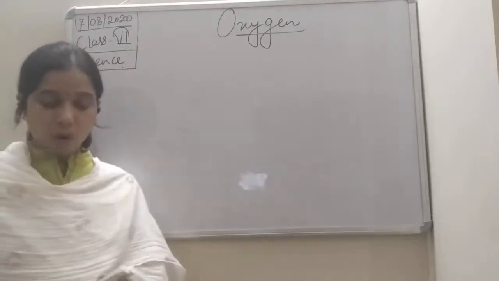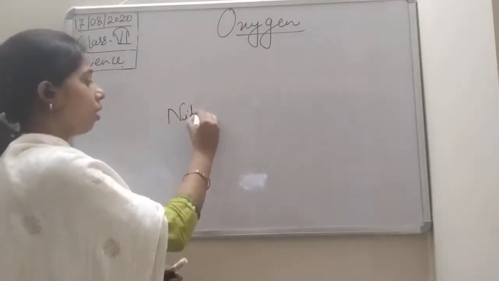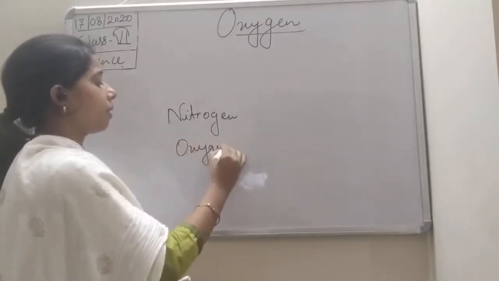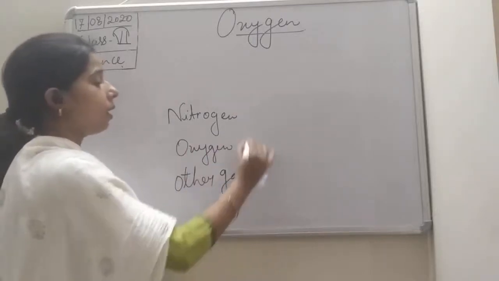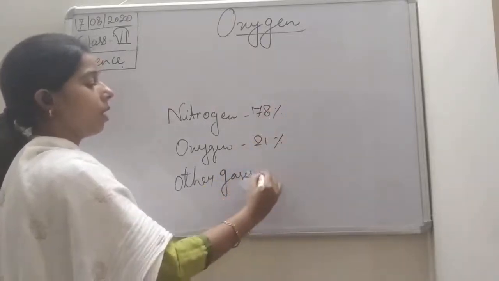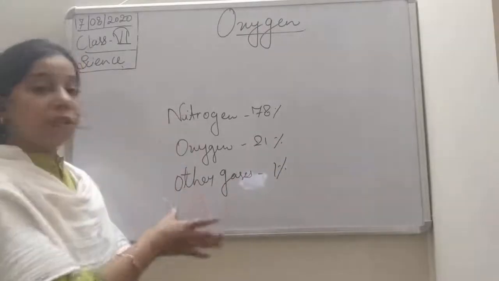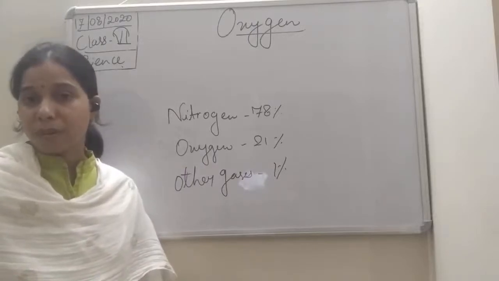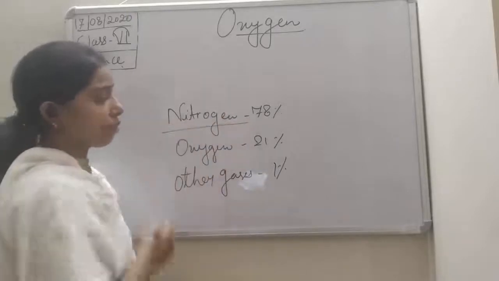So in the composition of air, students, we discussed that it consists of nitrogen, it consists of oxygen, as well as other gases also. Their percentage varies, students. Here nitrogen is 78%, oxygen is 21%, other gases are 1%. Okay, so their percentage may vary, but all these types of gases are present in the atmosphere. So in that, students, yesterday we discussed nitrogen.